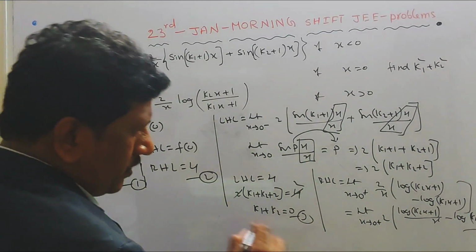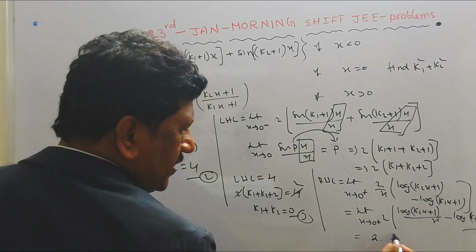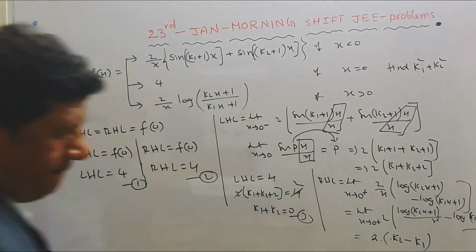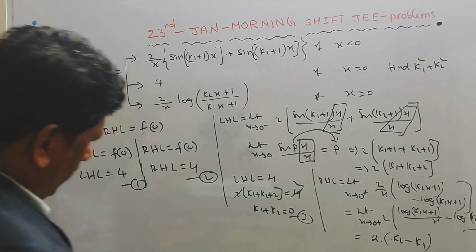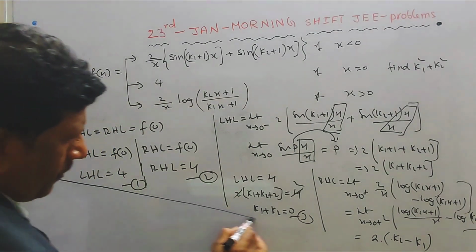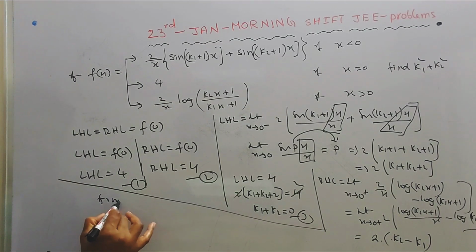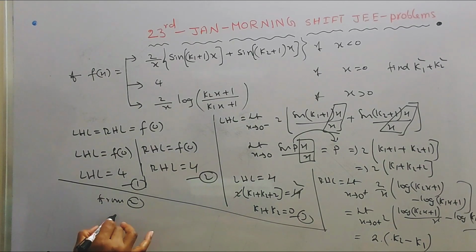As per the formula, this is the value for k2 minus this is the value for k1. So k2 minus k1, and this is the answer for RHL. Then use this condition now. From the second equation, RHL is equal to 4. That means (k2 minus k1) times 2 is equal to 4. That means k2 minus k1 is equal to 2.